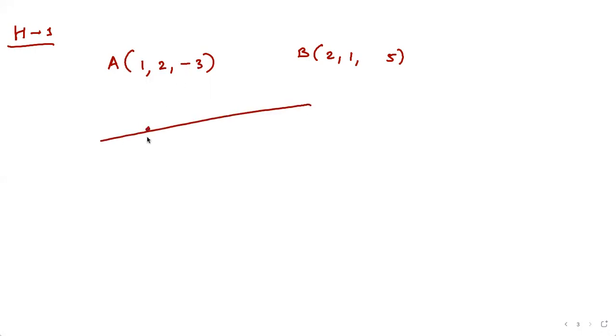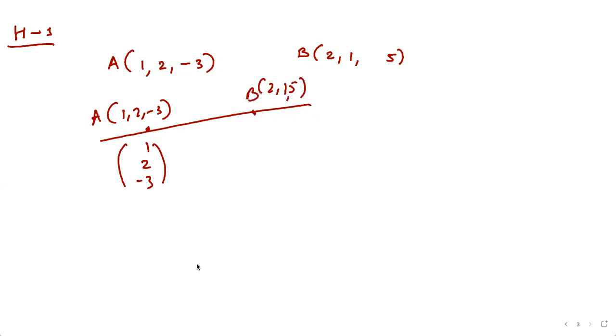So here is another example. Let's say a particle is passing through two coordinates: (1, 2, -3), and the second coordinate B is (2, 1, 5). And you have to find the vector equation of the line joining these two points. Very common question. So in diagram form, (1, 2, -3) is the coordinate of point A, and the coordinate of point B is (2, 1, 5).